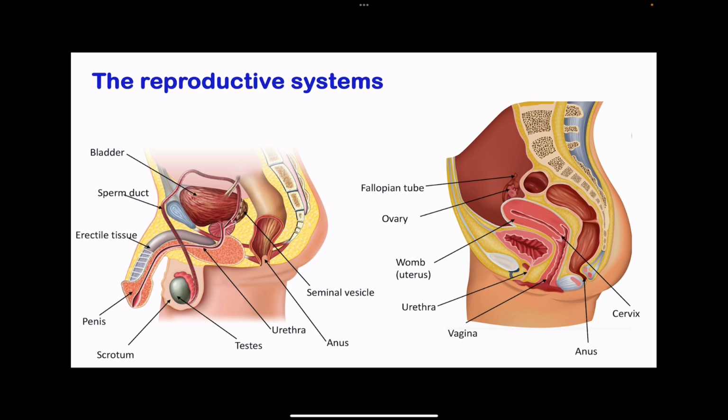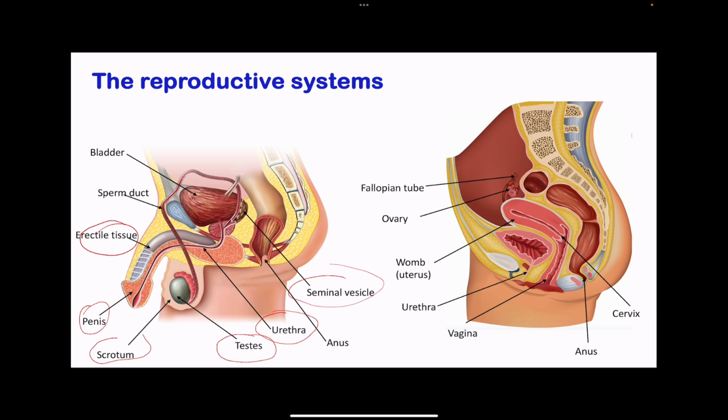Now we look at the reproductive system. I'm going to begin with the male. We have the penis. This is where the release of sperm is going to occur. There is some erectile tissue which is going to stiffen during ejaculation. There is the scrotum which holds the testes. The testes are the ones that produce the sperm cells. And then we have the urethra here connected, of course. This is going to deliver the sperm out of the body. And then we have the seminal vesicles that produce semen.